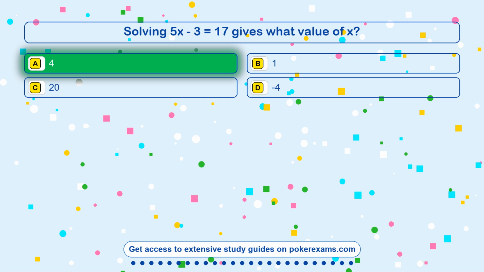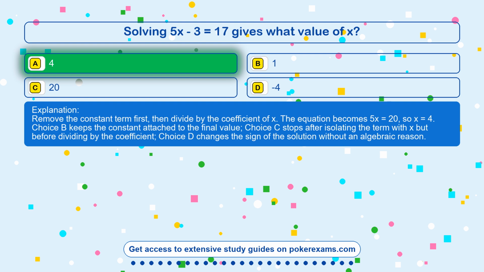The correct answer is option A, 4. Remove the constant term first, then divide by the coefficient of x. The equation becomes 5x equals 20, so x equals 4. Choice B keeps the constant attached to the final value. Choice C stops after isolating the term with x but before dividing by the coefficient. Choice D changes the sign of the solution without an algebraic reason.